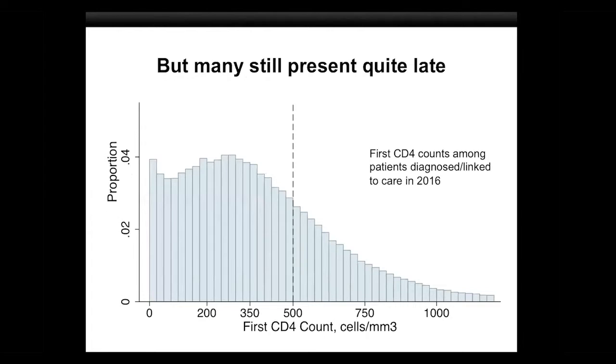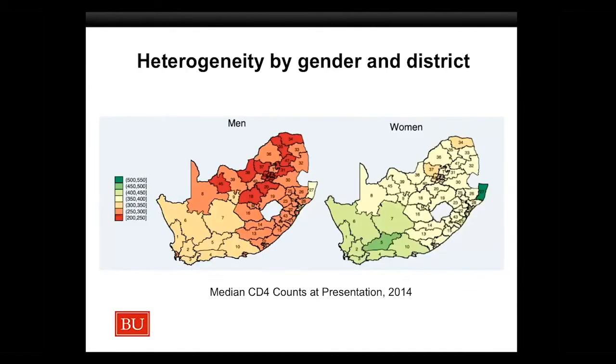The recent policy is essentially to extend eligibility for treatment to people who present with CD4 counts above 500. What you can see from this histogram is that only maybe a third of patients are actually affected by that policy, because most patients are still presenting quite late. There's substantial heterogeneity by gender and district, and we have this down to the facility level, and there's potential to think about high-performing facilities and facilities where there's unmet need that could be targeted for further intervention.